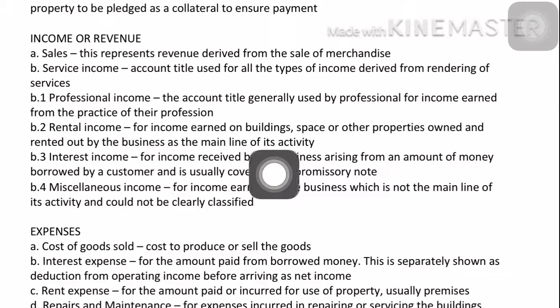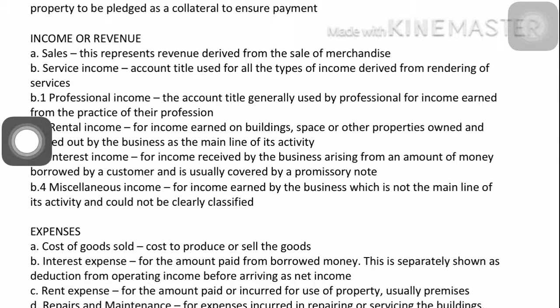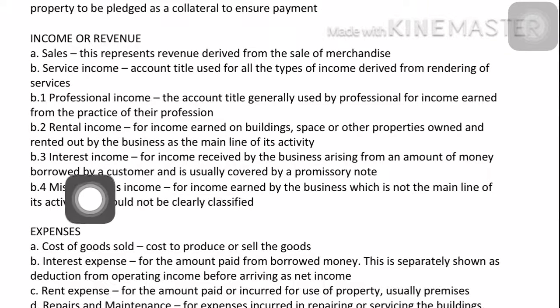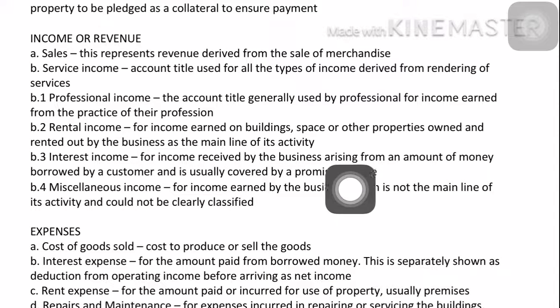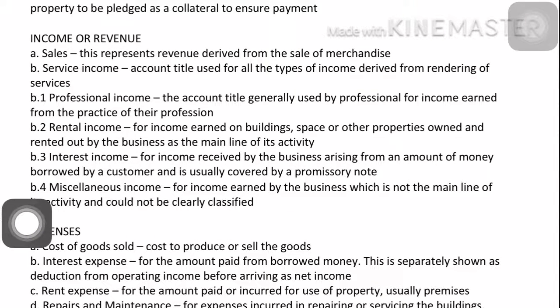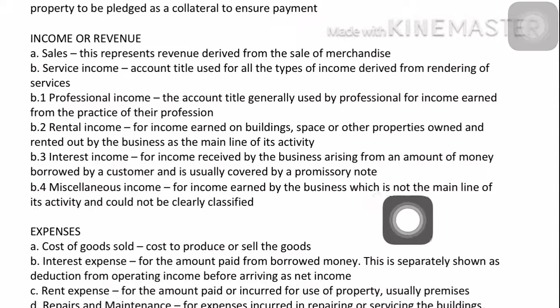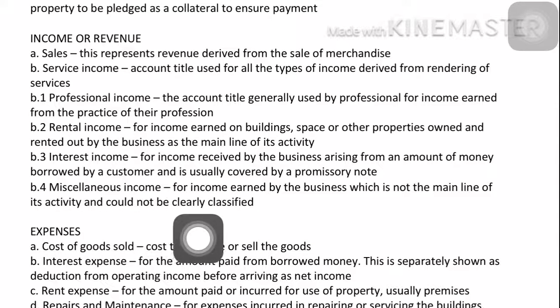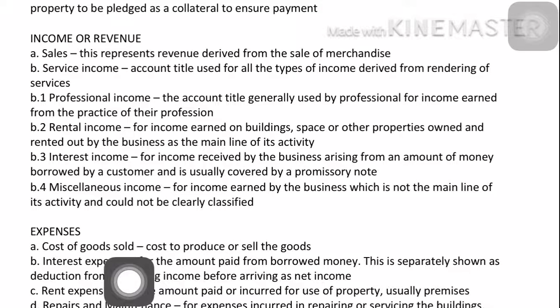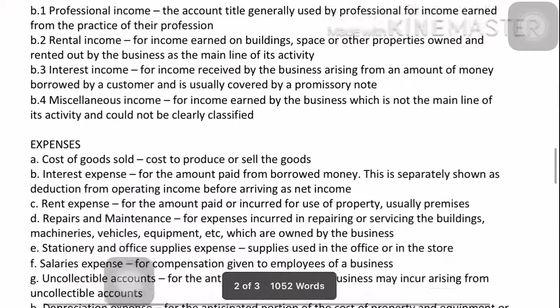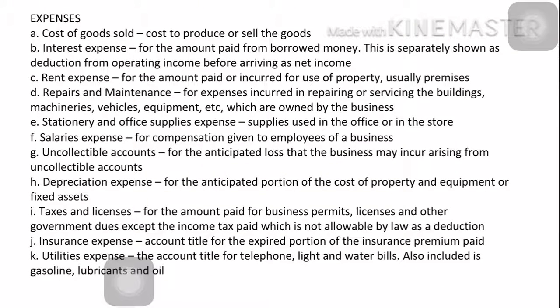So, next, the rental income. For income earned on building, space, or other properties owned and rented out by the business is the main line of its activity. So, kani siya is payment nga na-receive nimo sa customer na ma-occupy sa imong property. Next, the interest income. For income received by the business arising from an amount of money borrowed by a customer and is usually covered by promissory note. Kani siya is ma-receive nimo ni siya kung nagapabaro kag money nga na interest. Last is miscellaneous income. For income earned by the business which is not the main line of the activity. So, kani siya is income nimo received outside the typical wages.